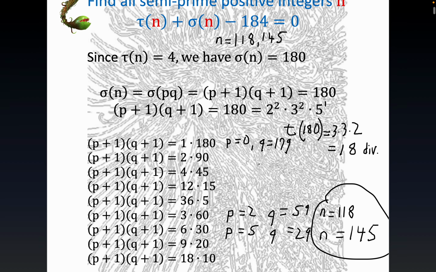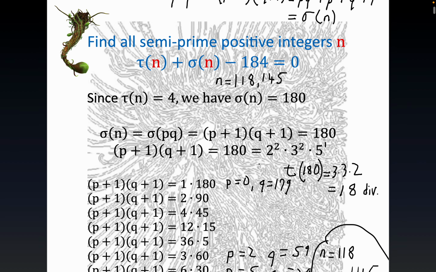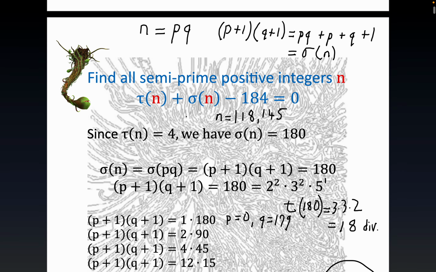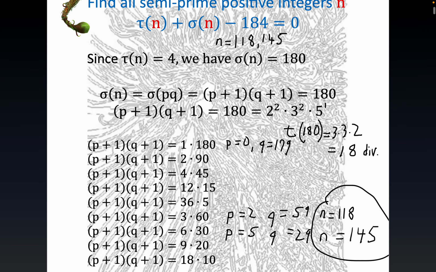And you may want to check it out for p squared. I'm not sure. I didn't check that. But there's nothing in the definition of semi-prime that says p and q have to be distinct. So I may well have lost something. There may be a p squared that satisfies this. I didn't check.